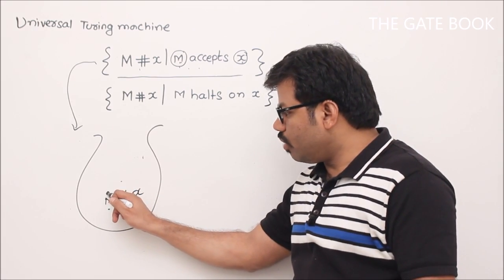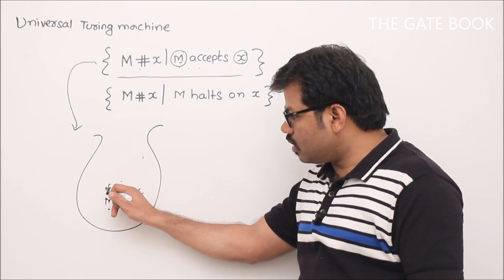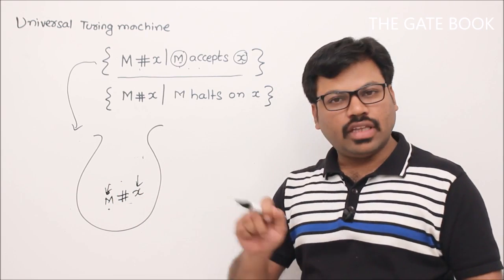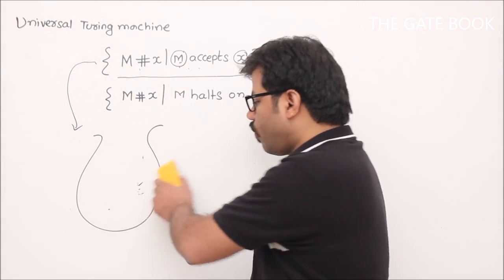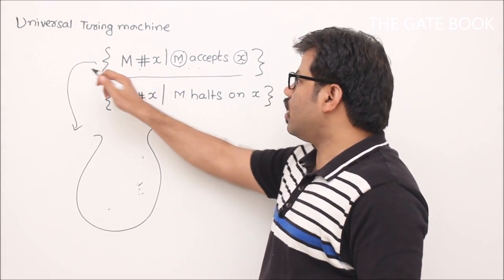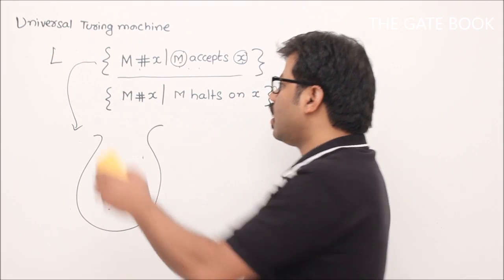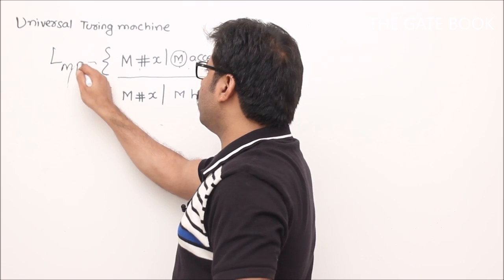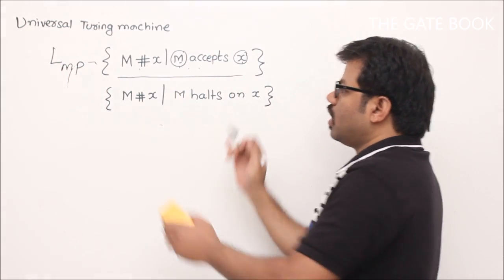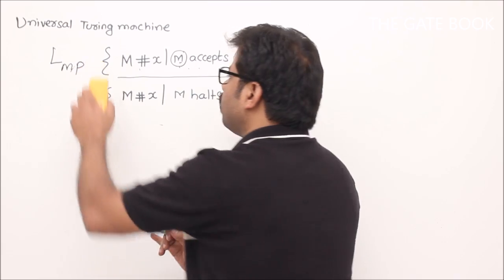It should be a Turing machine code, and such Turing machine code should accept X. Then this is a language, right? Now the question is, finally you understood that this is a language, correct? Let's assume that this language's name is membership problem, okay? Because we are checking whether M accepts X or not. This is also known as membership problem.